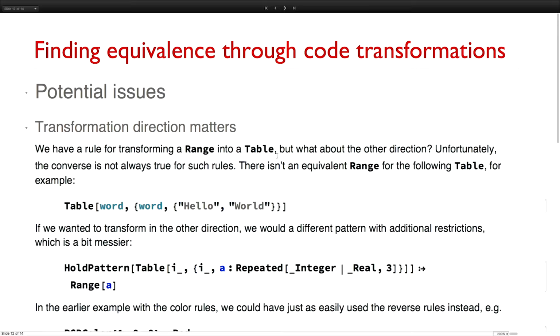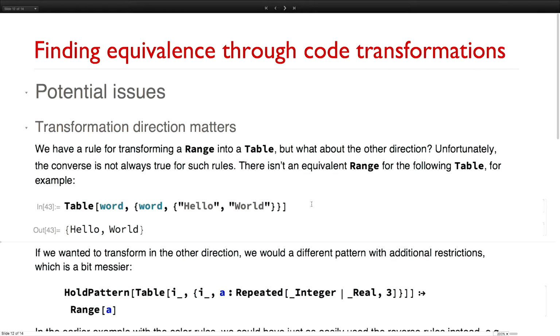But going the other way around, instead of converting ranges to tables, would we be interested in converting tables to ranges? We can for some of them, but not all of them. Like this table here, how would you generate that with range? You just can't. So table, in a sense, is a larger class of possible expressions than range. So all ranges can be mapped into tables, but not the other way around. And that's an important thing to keep in mind when you're coming up with these rules.